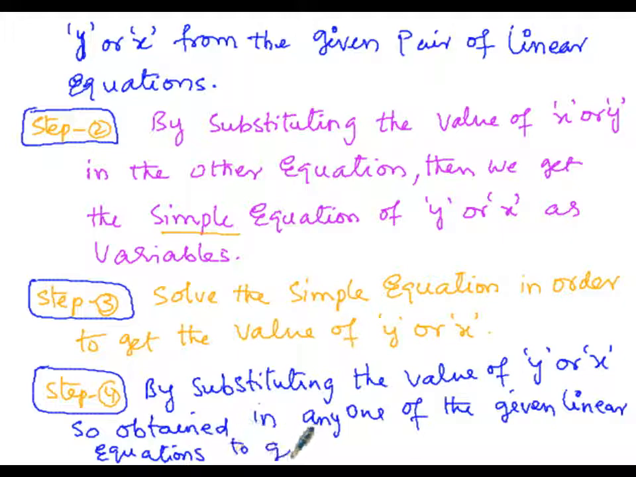To get the other value, say either x or y. So, if we get the value of y, we will substitute the value of that particular y in any one of the linear equations so as to get x. Or in case we first get the value of x, then we will substitute that x value in any one of the equations so as to get the other value, that is y.